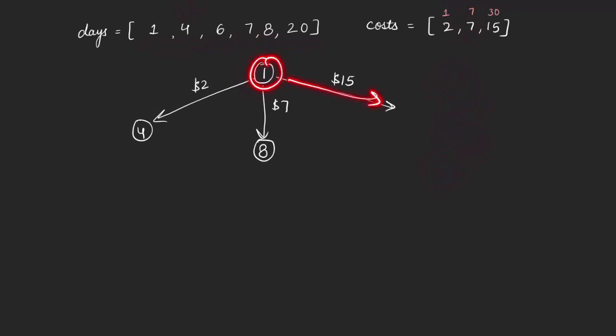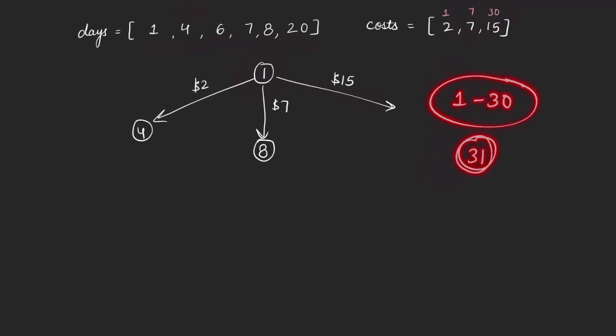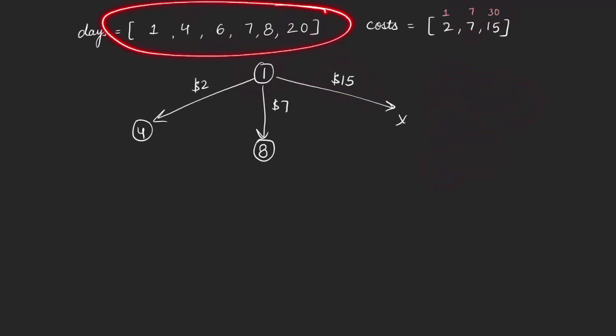If on day 1 I buy a 30-day pass, then from day 1 to day 30 I have a pass, and the next day would be 31. But the days are only till 20, so that means this is the end. If I buy a 30-day pass for $15, I will be able to travel for all these days. But we need to identify the minimum dollars needed. This $15 might or might not be the minimum, so we will have to check for others as well.